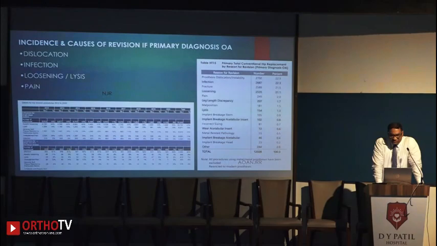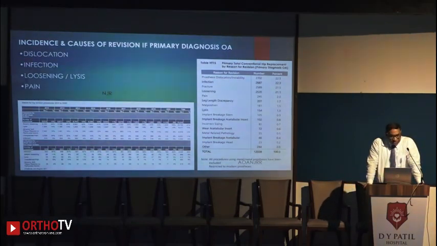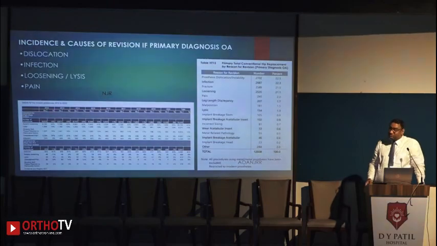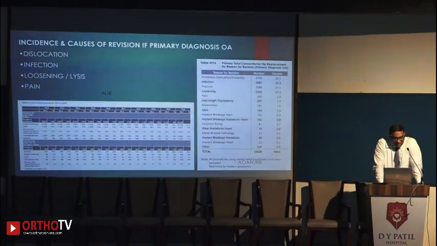Now, the incidence and causes of revision if the primary diagnosis is osteoarthritis of the hip. This is clearly related to the primary diagnosis of osteoarthritis. So what are the incidence and causes of revision? In the National Joint Registry, it is first basically because of aseptic loosening, lysis, unexplained pain, and infection comes fourth. In the Australian registry, it is prosthetic dislocation and instability, followed by infection, fracture and loosening.